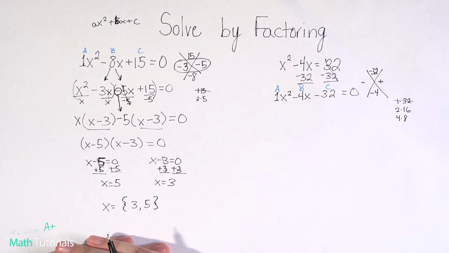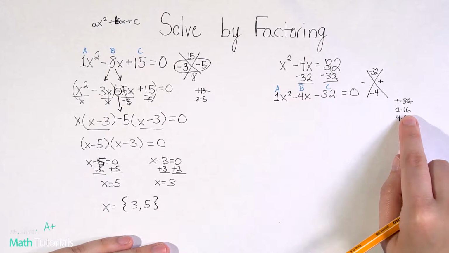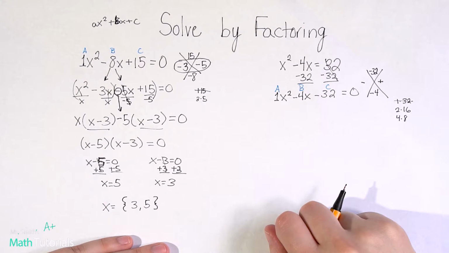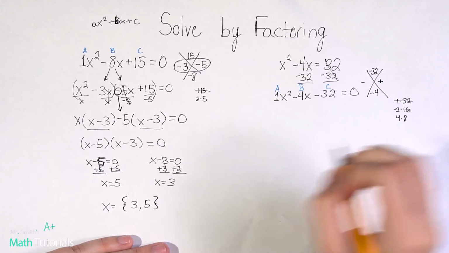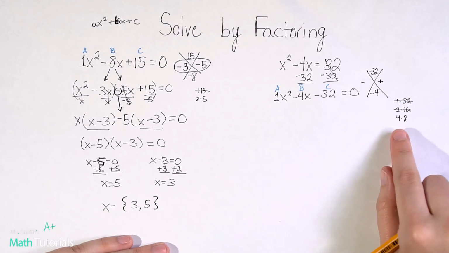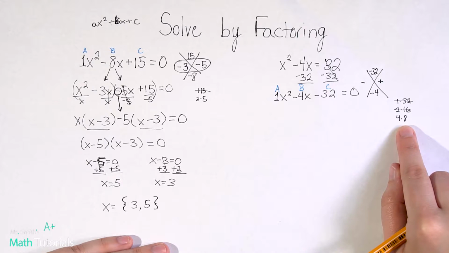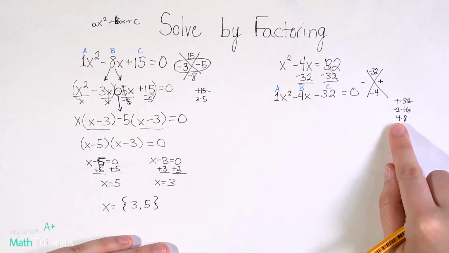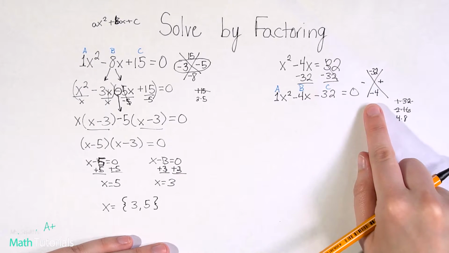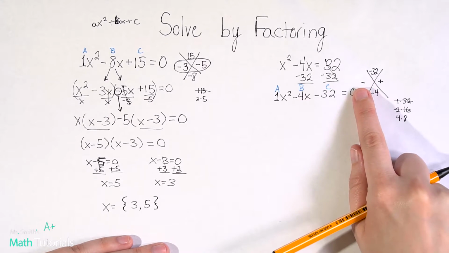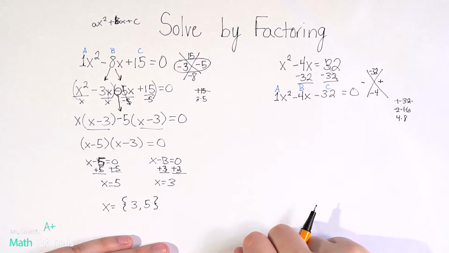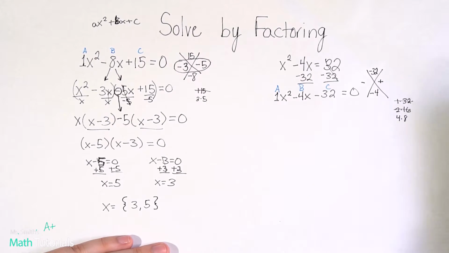Okay, what about 2 and 16? There's no way I can combine 2 and 16 and get negative 4. It's just not going to happen. Not through adding. Okay, and then let's see, 4 and 8, those are our last options, and I'm definitely seeing, yeah, I think that might work. So which one would need to be negative and which one would need to be positive? Well, let's try both.